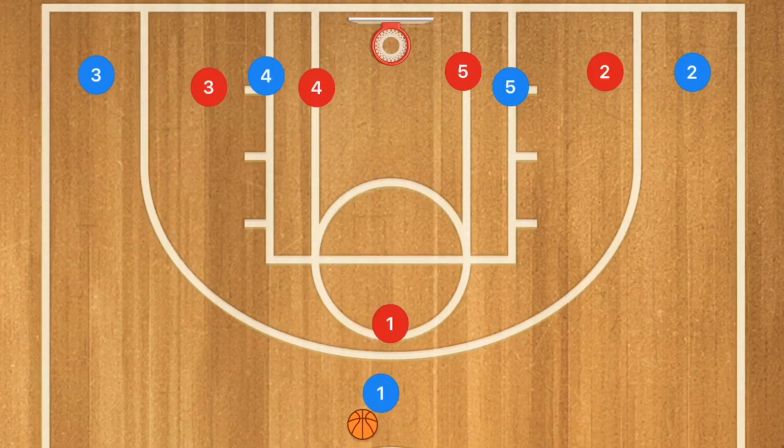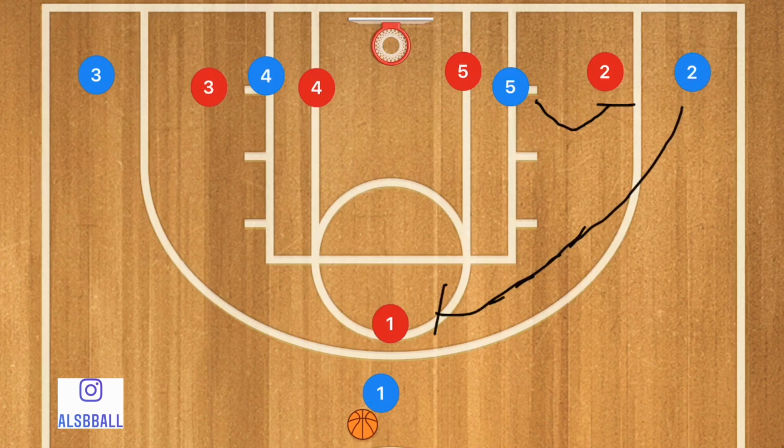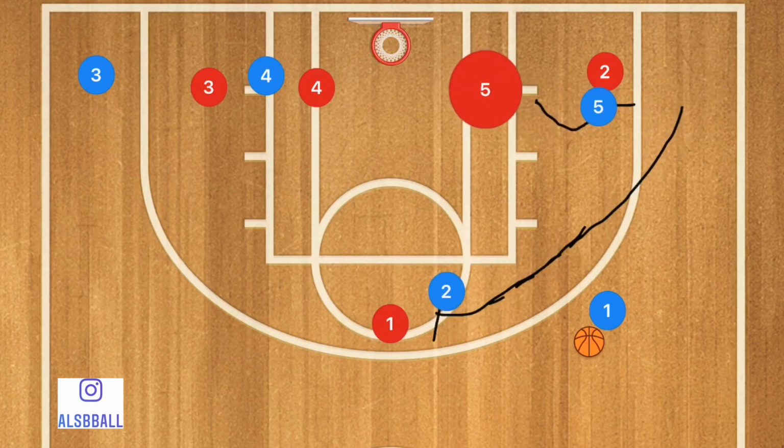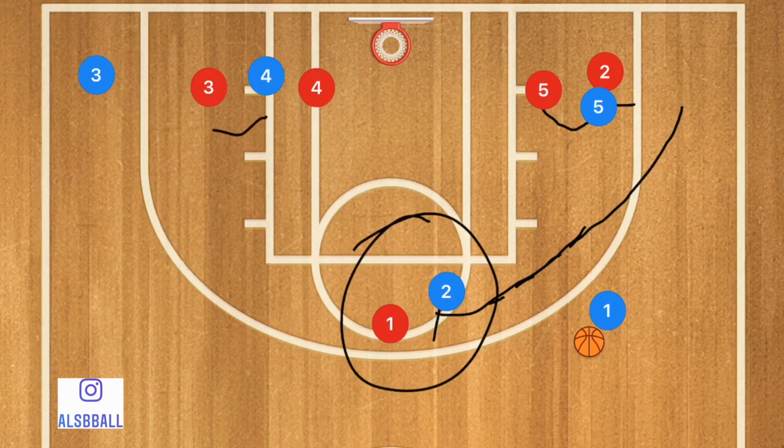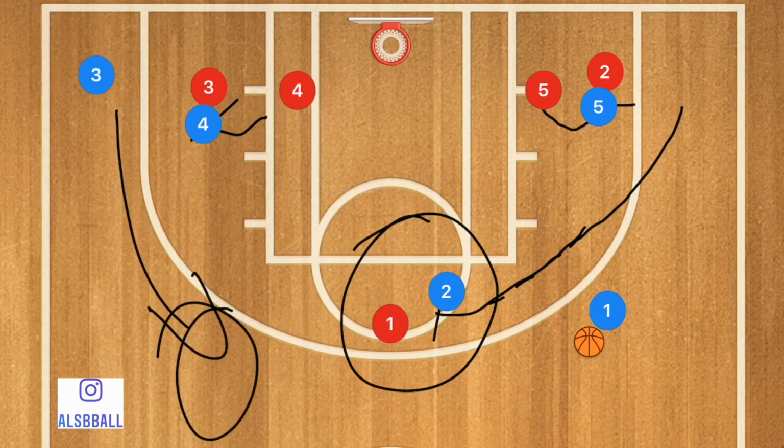Okay, so first in this play, we're going to have player 5 setting a screen for player 2, and player 2 is then going to set a screen for player 1. Now, this is against a man-to-man defense. We're going to be doing other plays later on against zone defenses as well, just to keep in mind. Player 1 is going to use that screen, and at the same time, player 4 is going to set a screen for player 3. Player 3 is going to use that screen and pop up, and player 5 is going to roll out towards the three-point line.